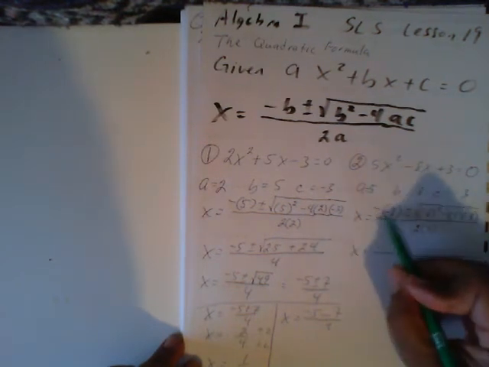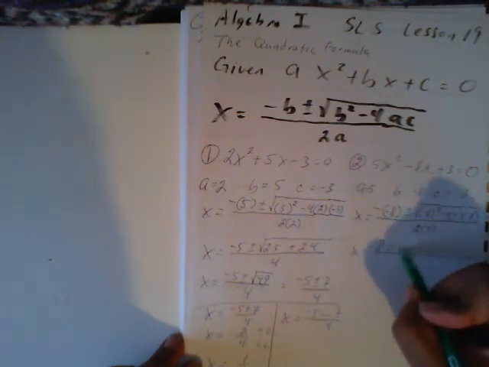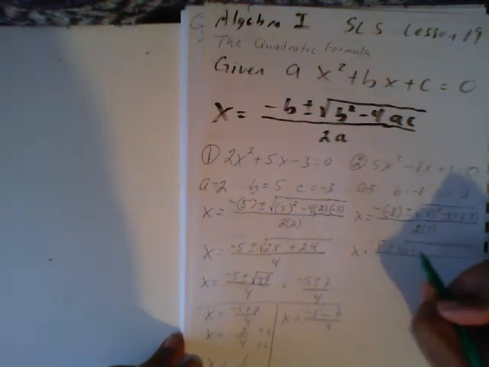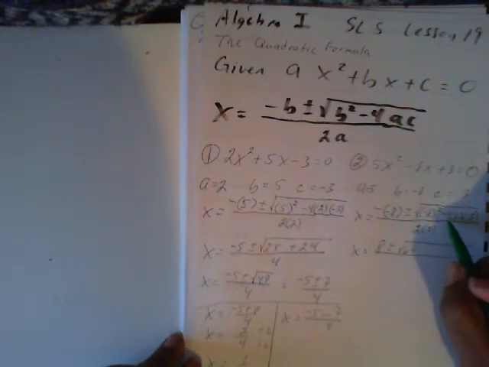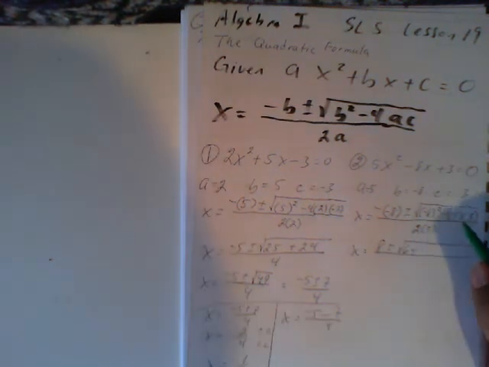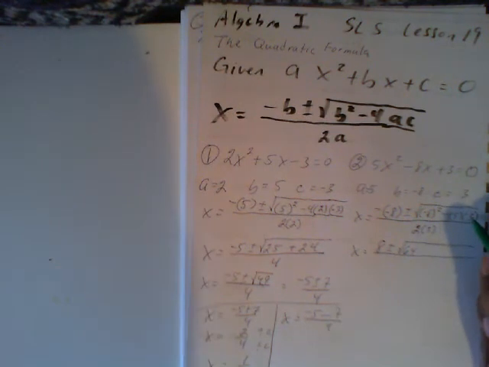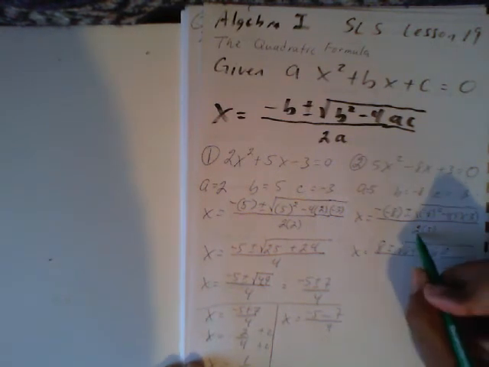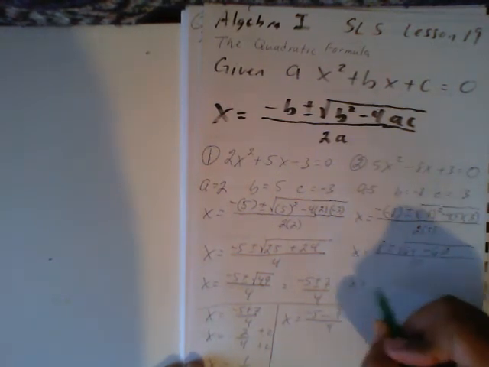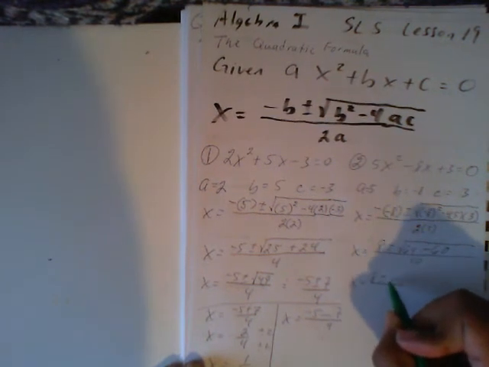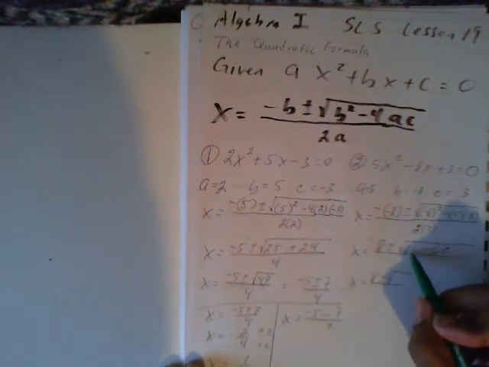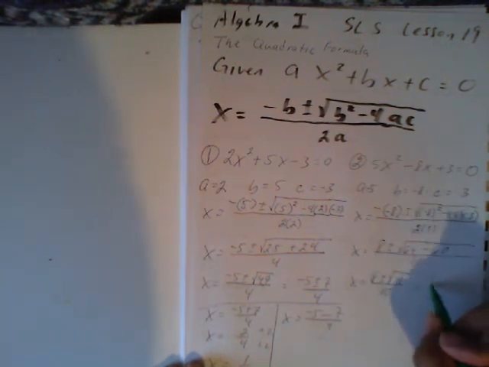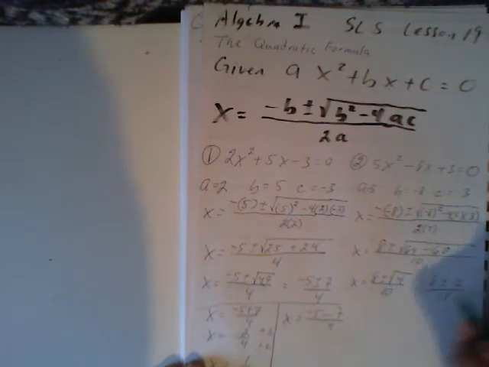Okay. The opposite of negative 8 becomes positive 8, plus or minus the square root. Negative 8 to the second power will give us positive 64. Negative 4 times 5 is negative 20, and negative 20 times 3 is negative 60. Okay, got it. And then 2 times 5 is 10. Okay, from here, we'll have 8 plus the square root. 64 minus 60 will give us 4, and everything's over 10. The 4 will simplify to a 2 all over 10.